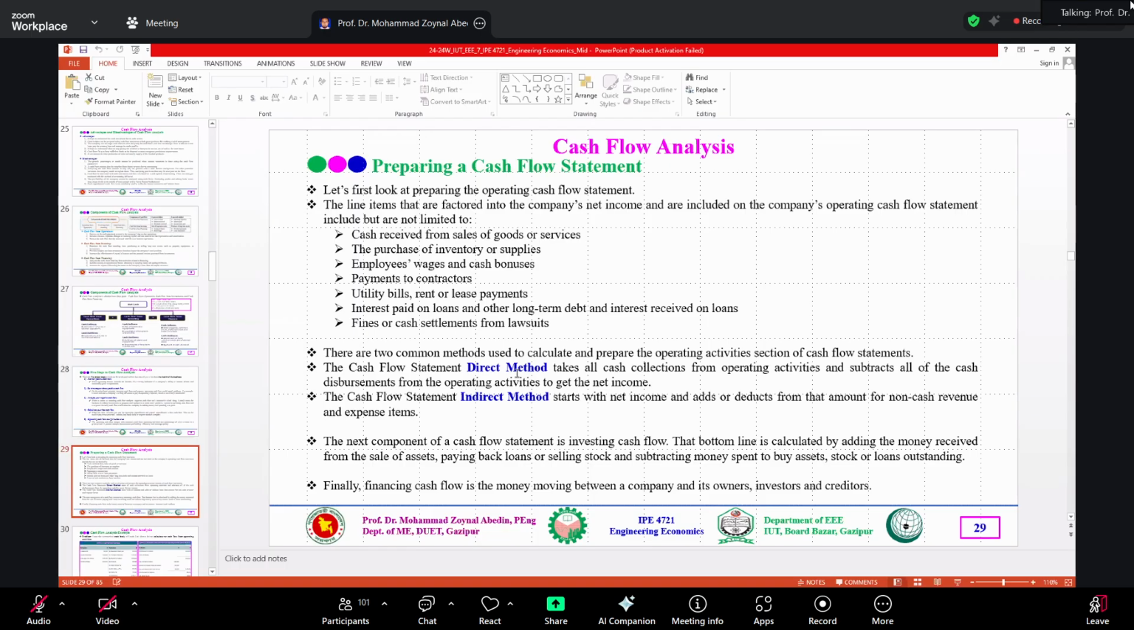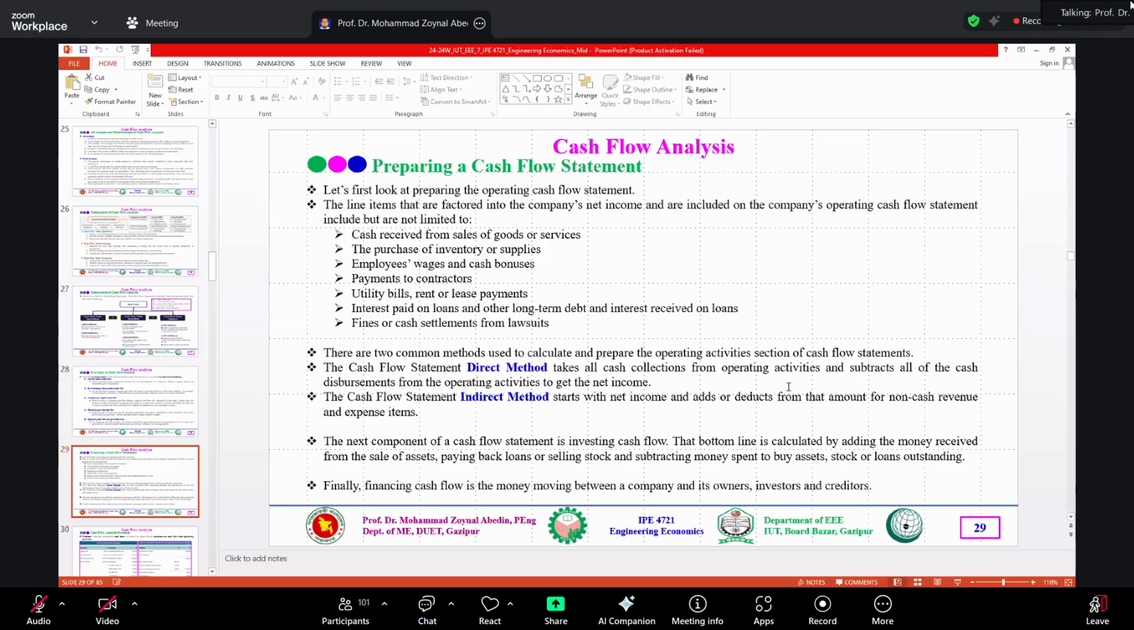There are two common methods used to calculate and prepare the operating activities section of the cash flow statement. One is the direct method, another is the indirect method. The cash flow statement direct method takes all cash collections from operating activities. At first, you have to collect all the cash collection, meaning the inflow from the operating activities at the time of the operation of your business.